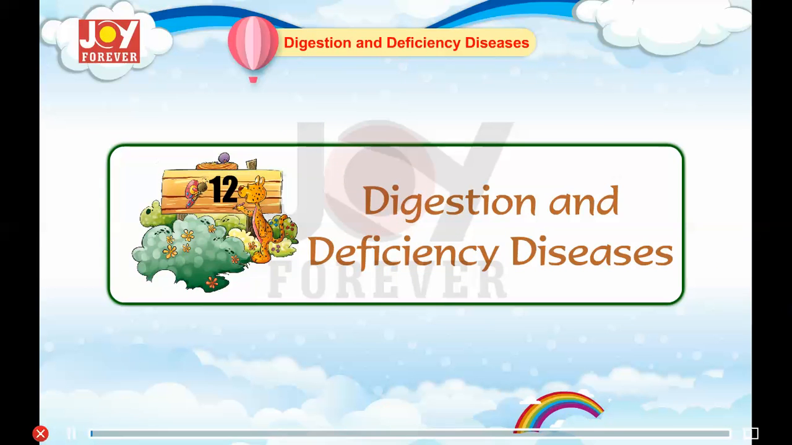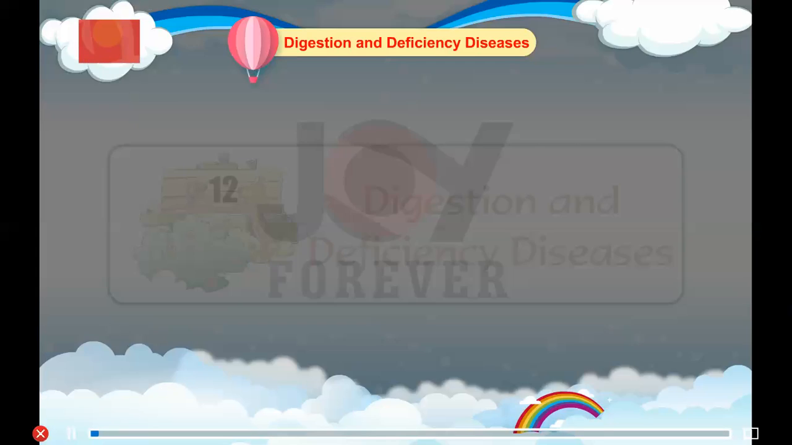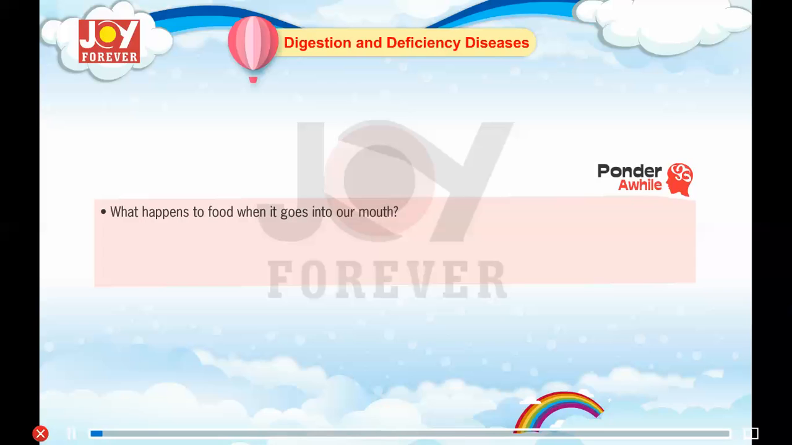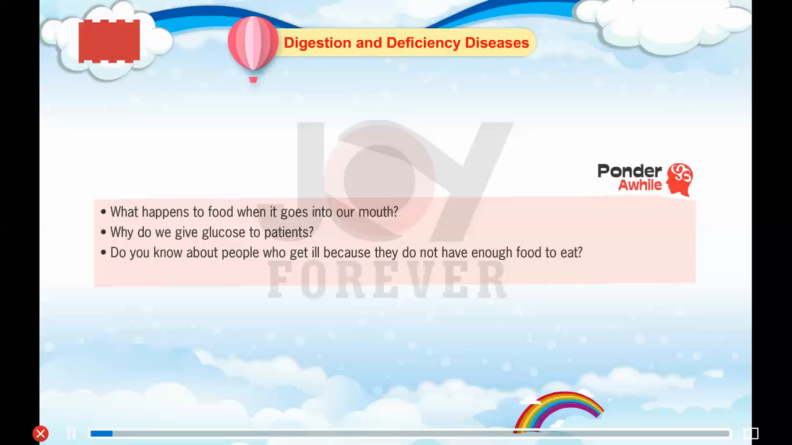Chapter 12. Digestion and Deficiency Diseases. Ponder a while. What happens to food when it goes into our mouth? Why do we give glucose to patients? Do you know about people who get ill because they do not have enough food to eat?